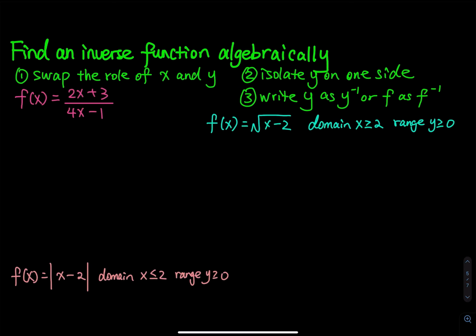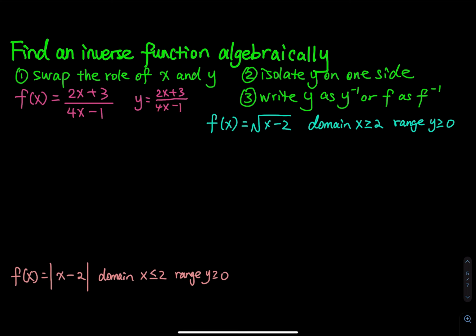This time I give you a function f of x equals (2x + 3) over (4x − 1). I want you to find its inverse function, f inverse of x, using algebra. There are 3 steps. The first step is you swap the roles of x and y. So you write this first. You write y equals (2x + 3) divided by (4x − 1).